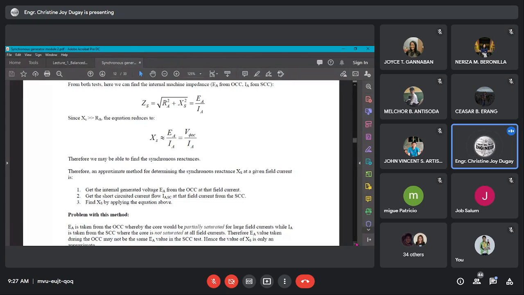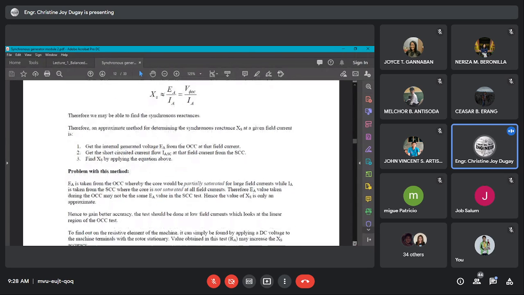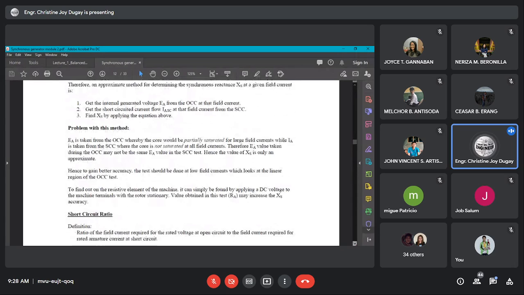Either of the following, no? So, EA over IA, approximately equal lang to, saka VOC over IA. Kung kukunin nyo ang exact value, you may use this one. This is the approximate value only, no? Problem with this method, EA is taken from the OCC whereby the core could be partially saturated. Pwede rin, no?